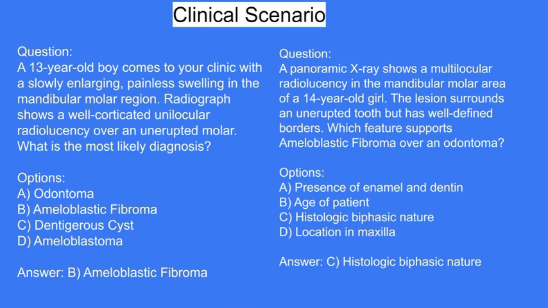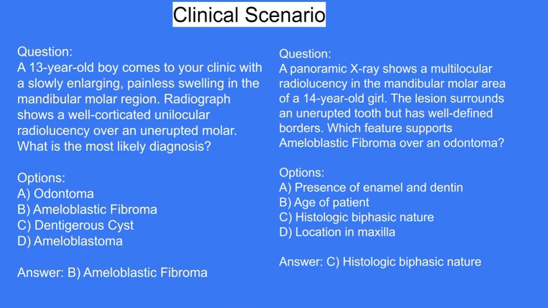So, a 13-year-old boy, a young patient, comes to your clinic with a slowly enlarging painless swelling in the mandibular molar region, the location. Radiograph shows a well corticated unilocular radiolucency over an unerupted molar. Are you getting these key points? What is the most likely diagnosis? The first option is odontoma, second is ameloblastic fibroma, C is dentigerous cyst, and the last is amelofibroma.